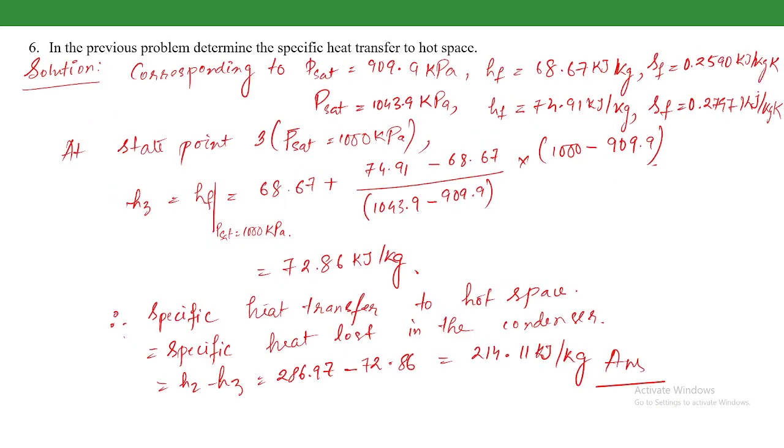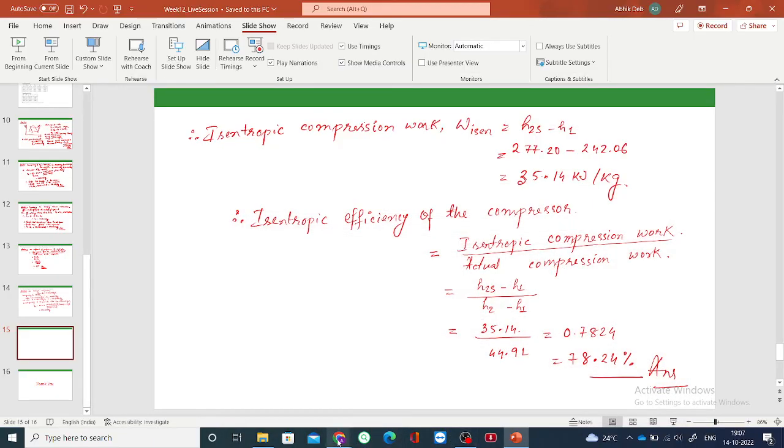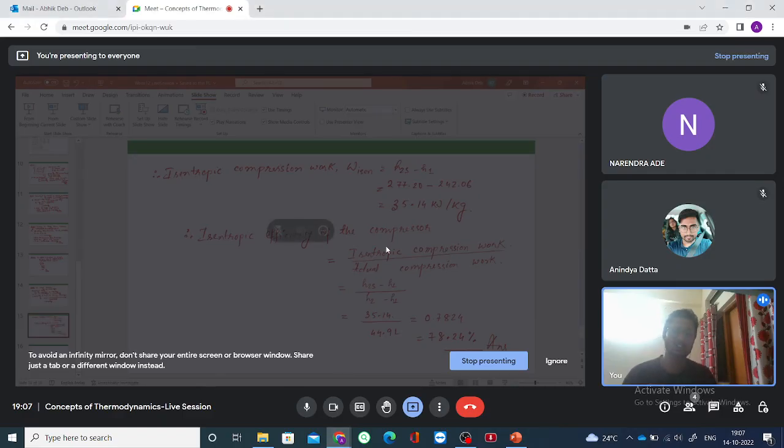These values we have already determined. So this is 35.14 and the actual compression work is 44.91. So this value is 0.7824, or 78.24%. So this is the isentropic efficiency of the compressor. Okay. So is it clear to everybody?